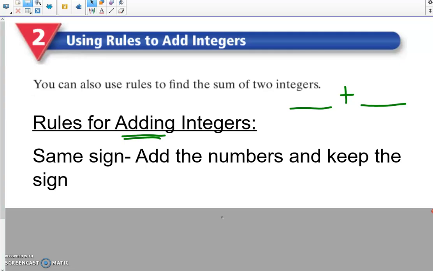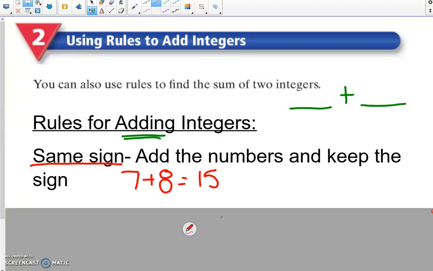So the first rule is what I call the same sign rule. Same sign rule tells us to add the numbers and keep the sign. So same sign means both of our numbers have the same sign. They both are positive or they both are negative. So if I have a positive 7 plus a positive 8, hey, that's first grade math. 7 plus 8 is positive 15.